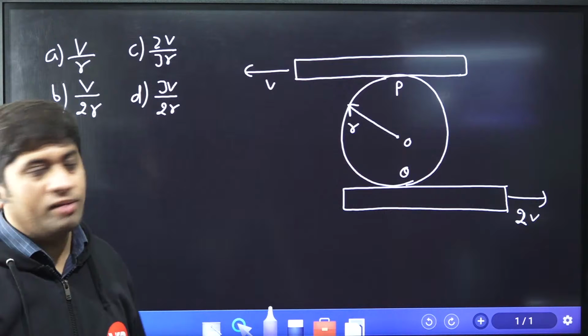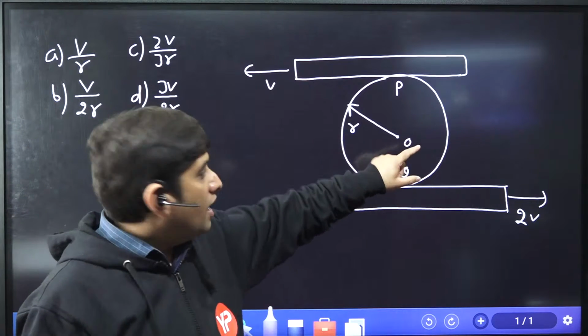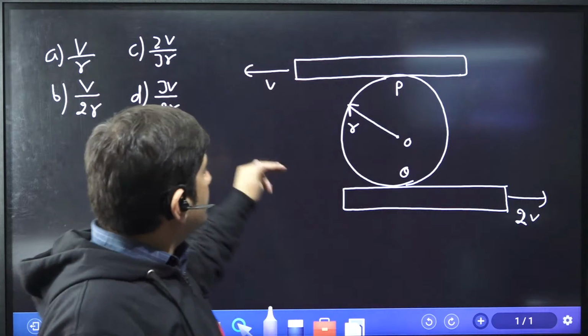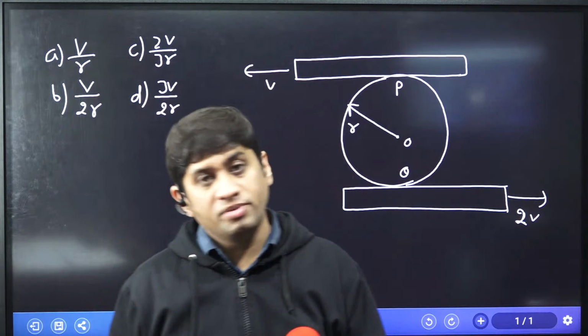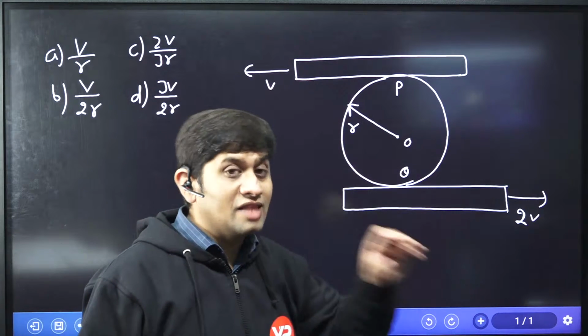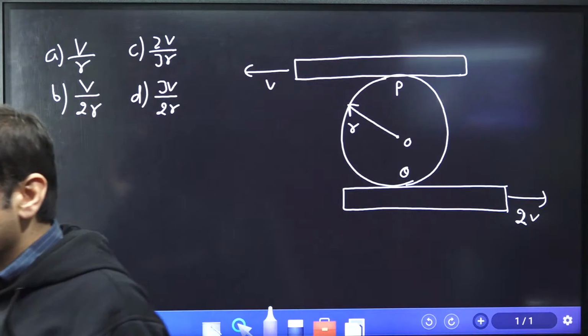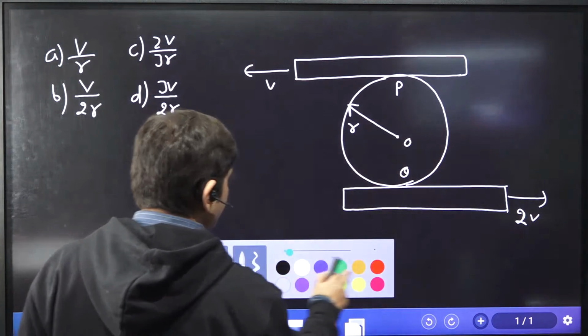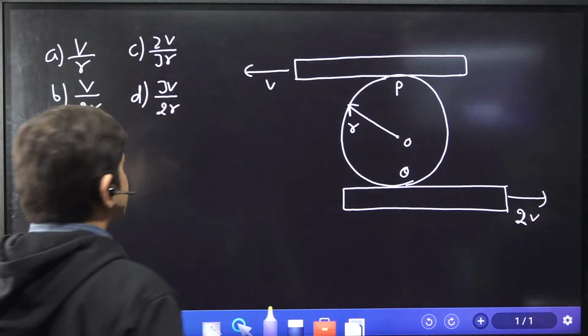It cannot be O. Why? Because if it is O and the disk has angular velocity about O, this velocity and this velocity, r omega, will be the same, but it is not given the same. It is given V, and this one is given 2V. That means this disk is certainly rotating about some point which is not at O.